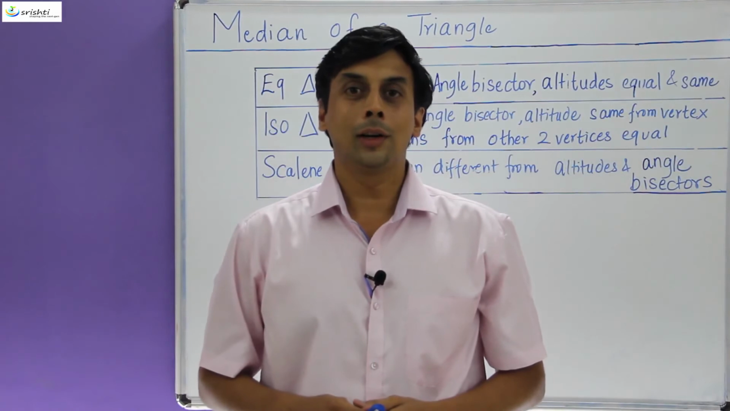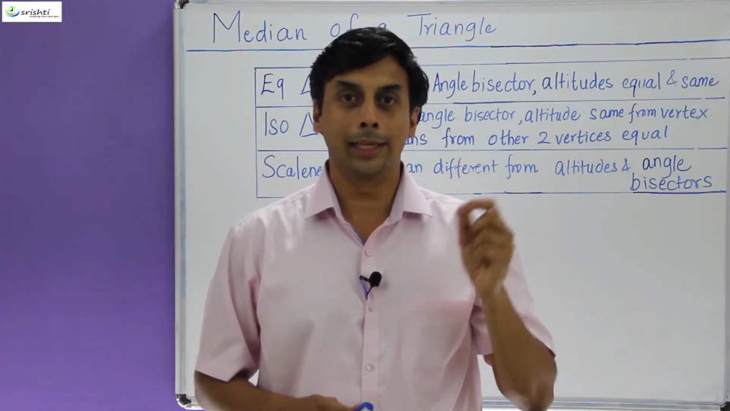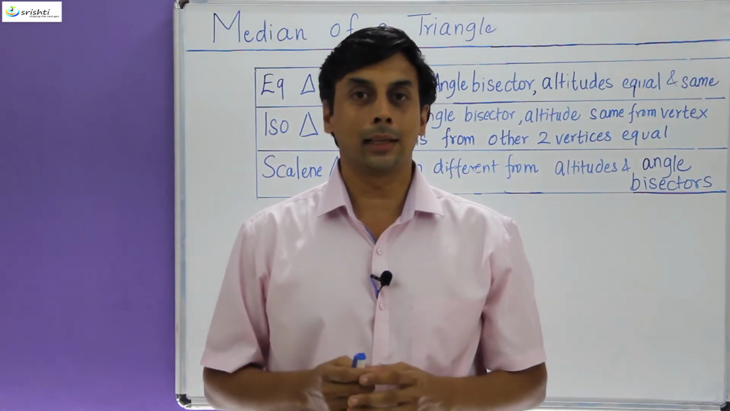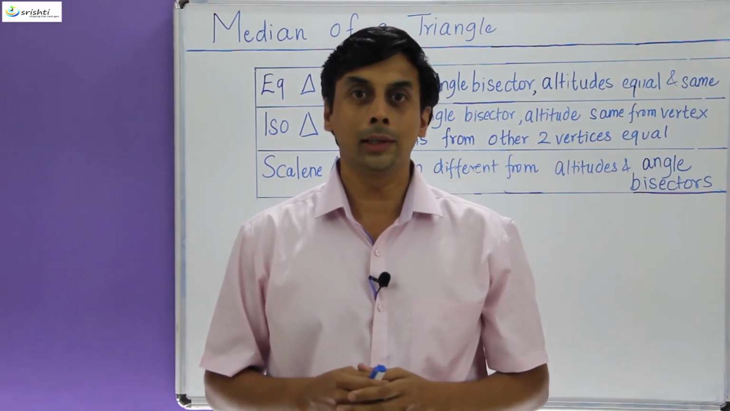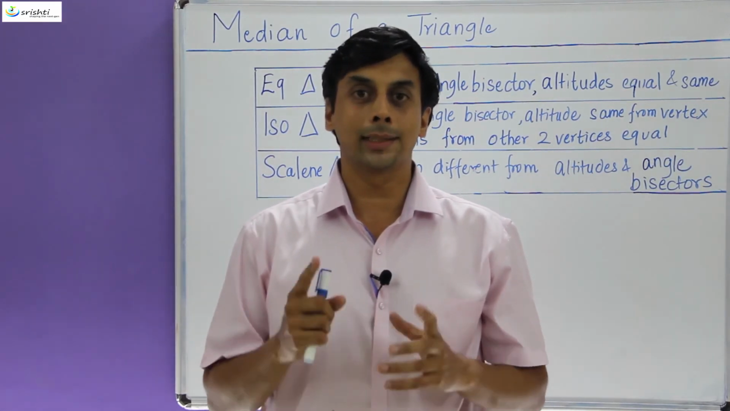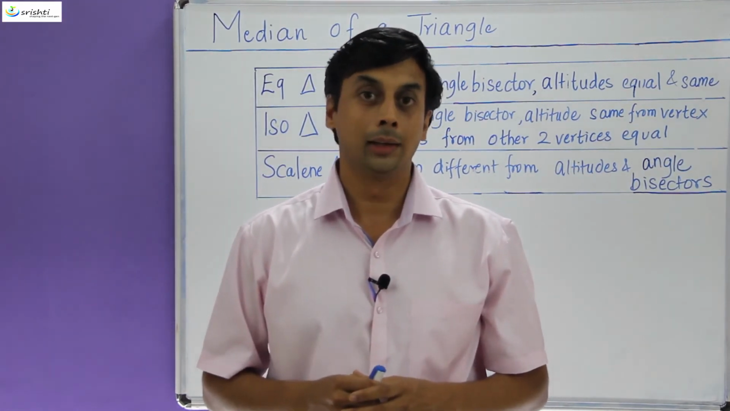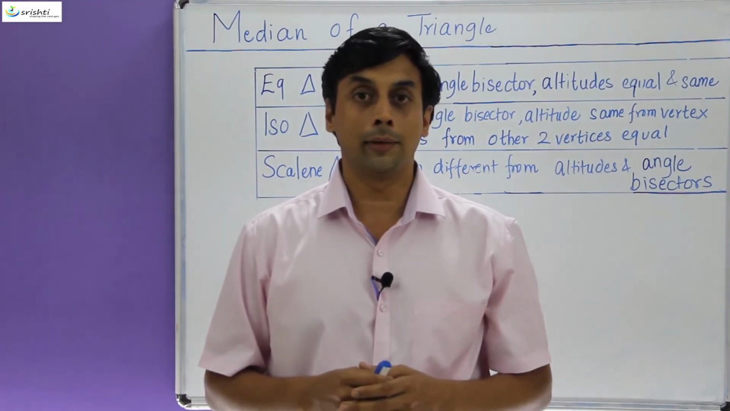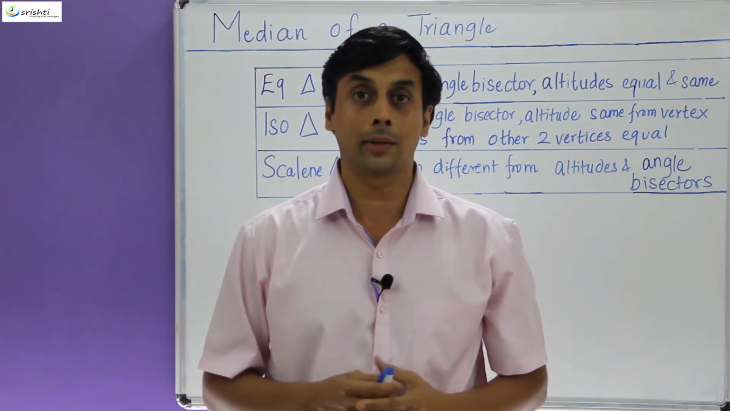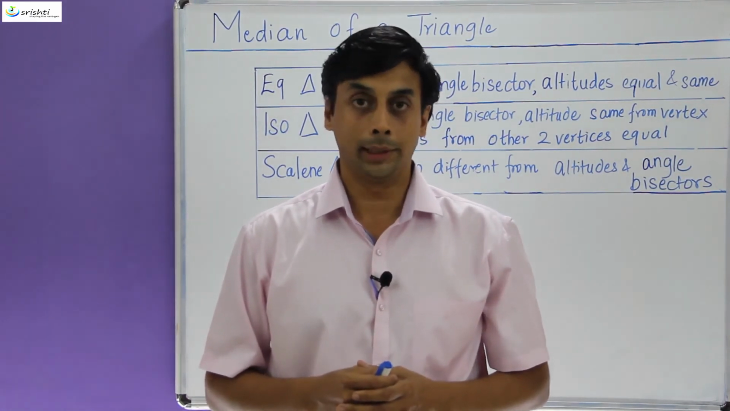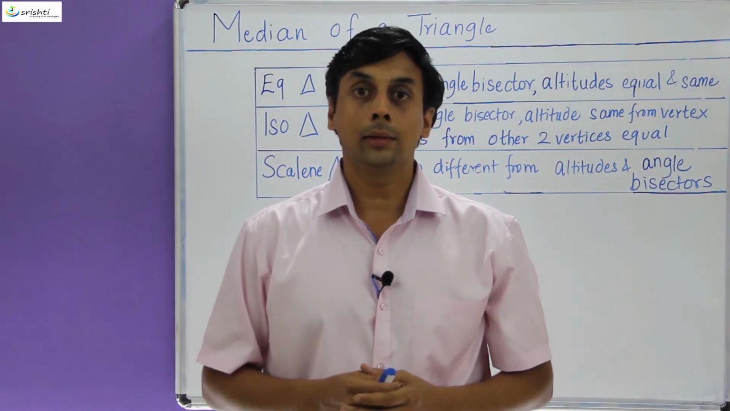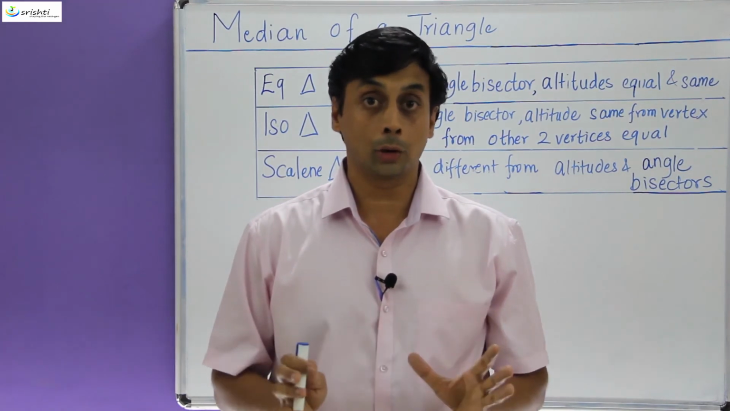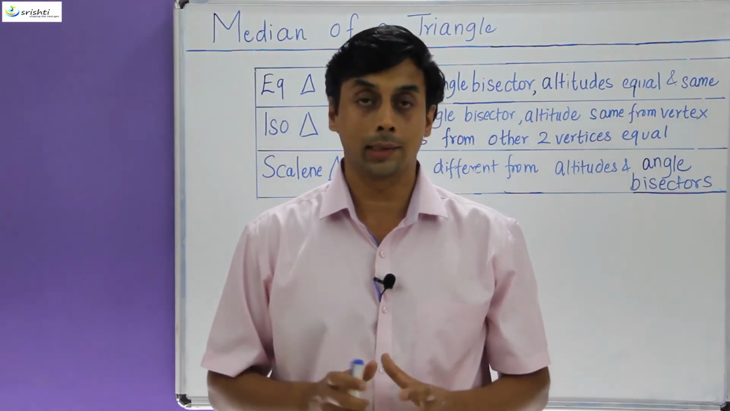So just to conclude, a median is a line segment drawn from the vertex of a triangle to the midpoint of the opposite side. In a triangle, since there are three vertices, three medians are possible. When you draw these medians, they would intersect at a point called the centroid of the triangle. The centroid of the triangle is a very important point because it is the center of gravity of that particular triangle. You can actually balance a triangle on that particular point. When you draw a median, it divides the triangle into two equal parts. Remember, the two parts are not congruent, but area wise those two parts are equal.